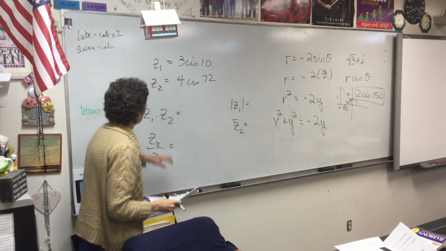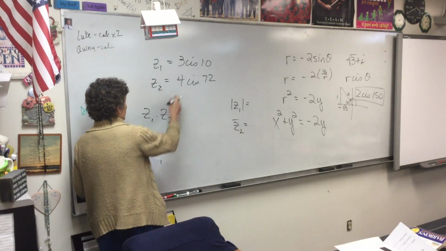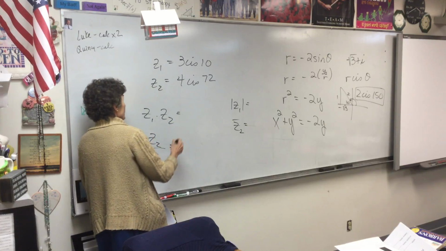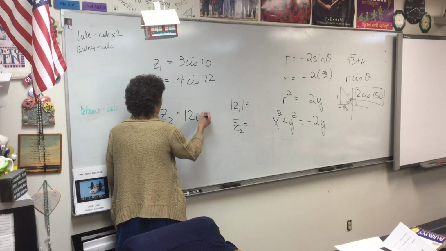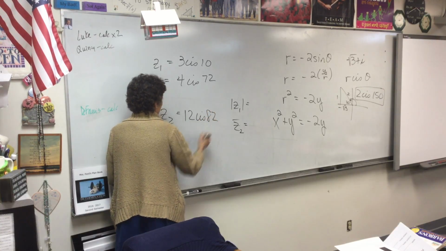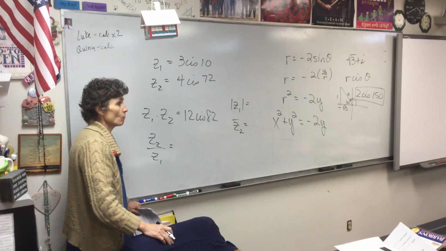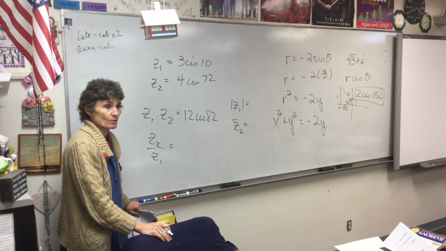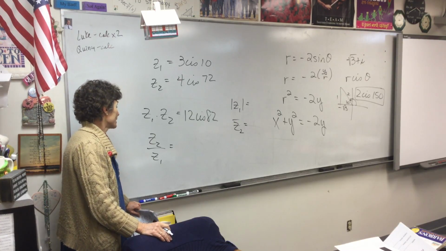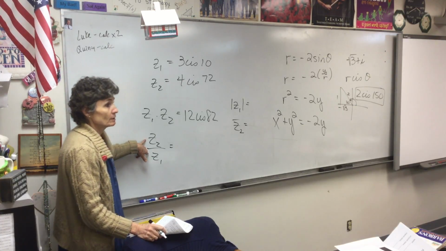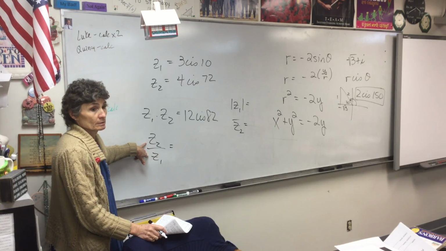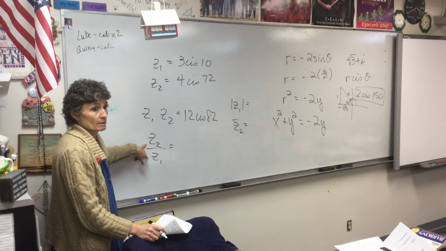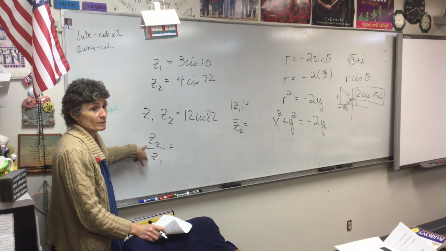Okay, so here we go. What is their product going to be? Multiply these two numbers. The product will be 12 CIS 82. Perfect. When you multiply numbers in polar form, you multiply the r's and add the angles, right? Yep. Now the division, watch this now. The division, four-thirds CIS 62.